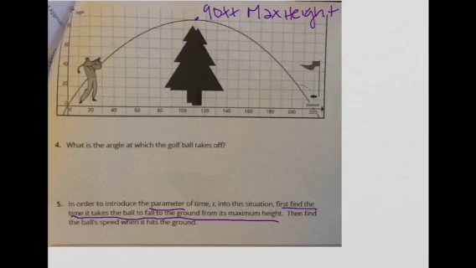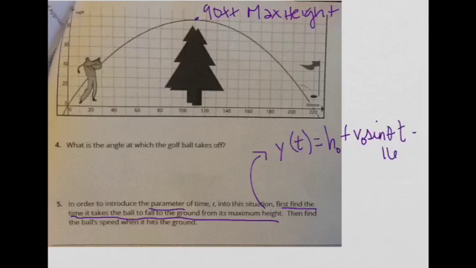Okay, since we're talking about the height, we're going to use y of t, because in our graph, our y is height. So that's how we know which equation we're going to use. So y of t is as follows: you've got your h sub 0, which is your initial height, plus your initial velocity times the sine times t, and then minus 16t squared. So all we have to do is plug in what we know into that equation.